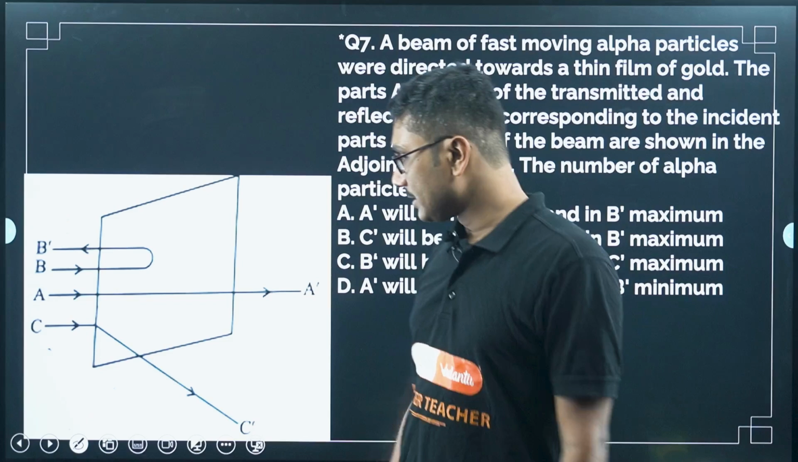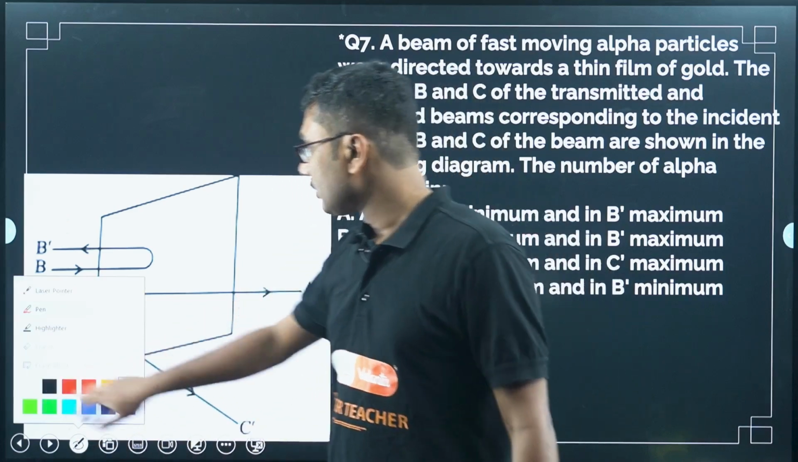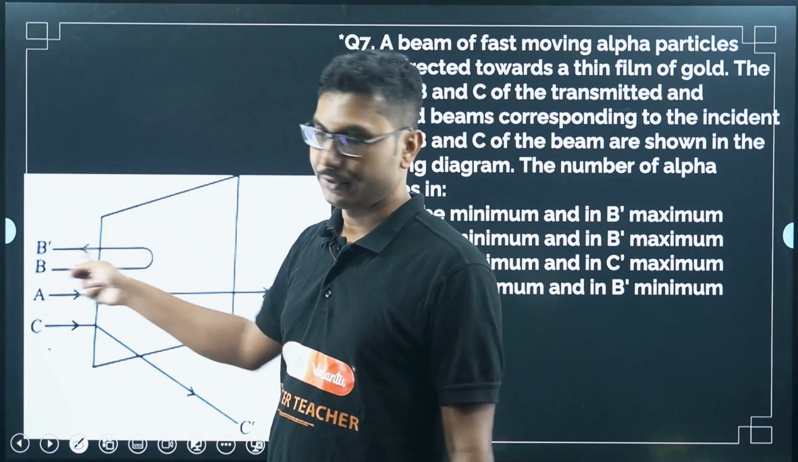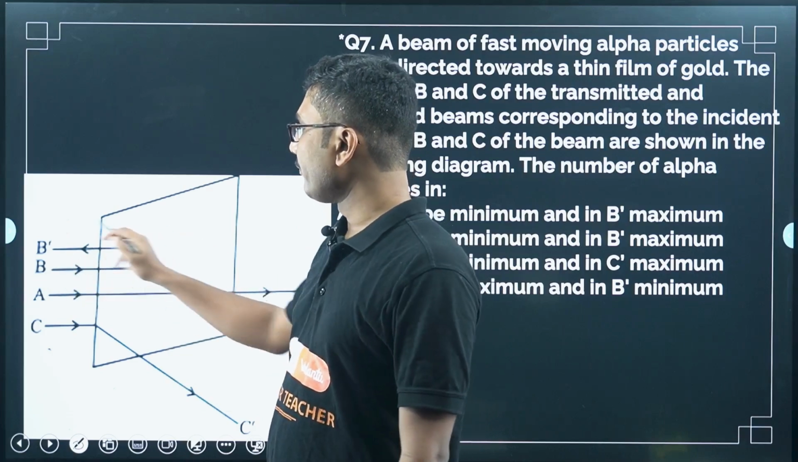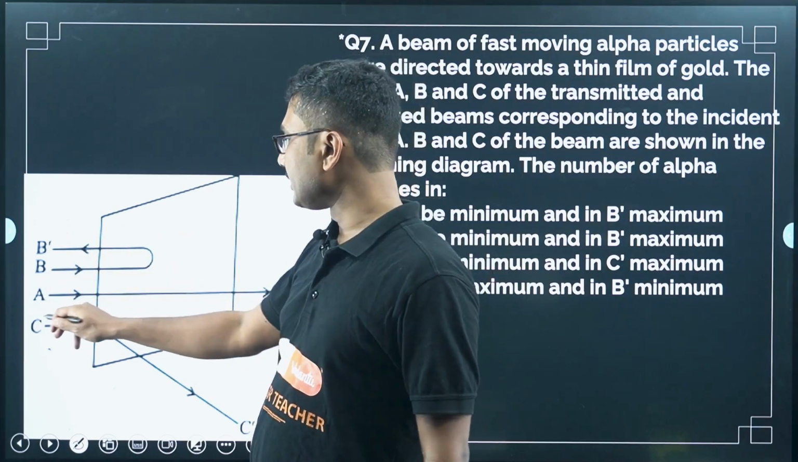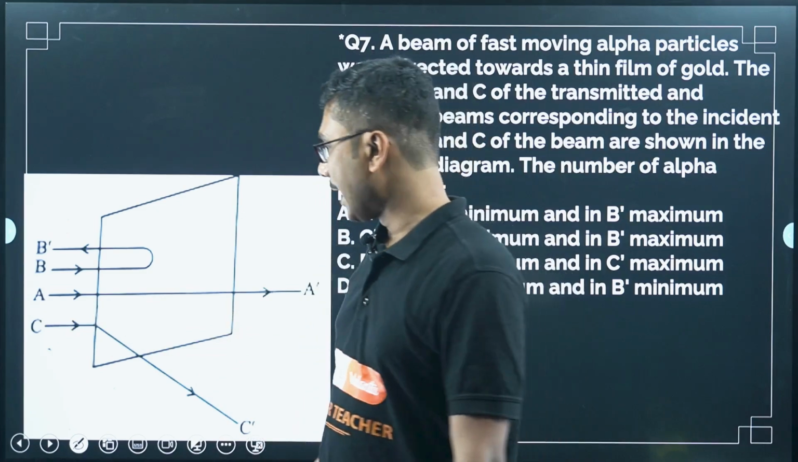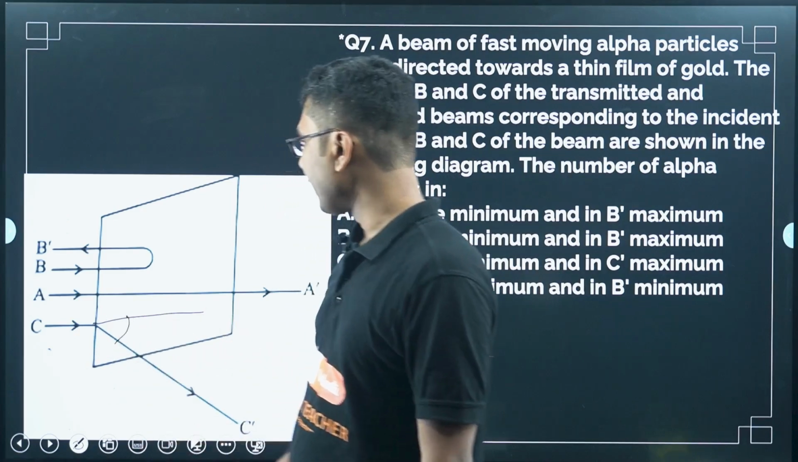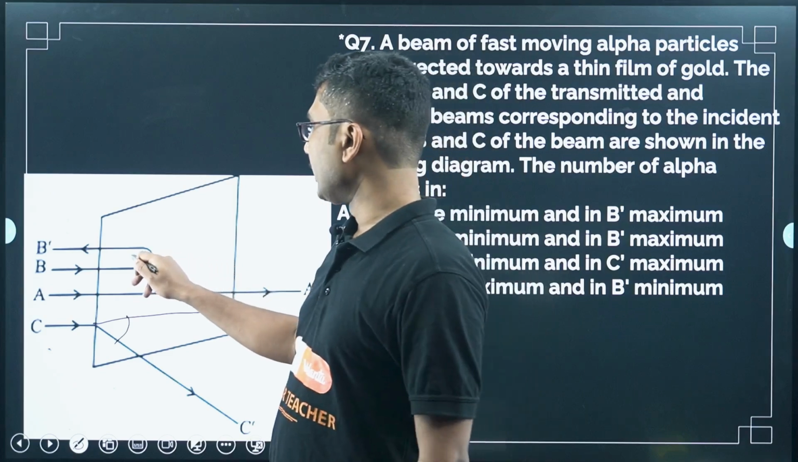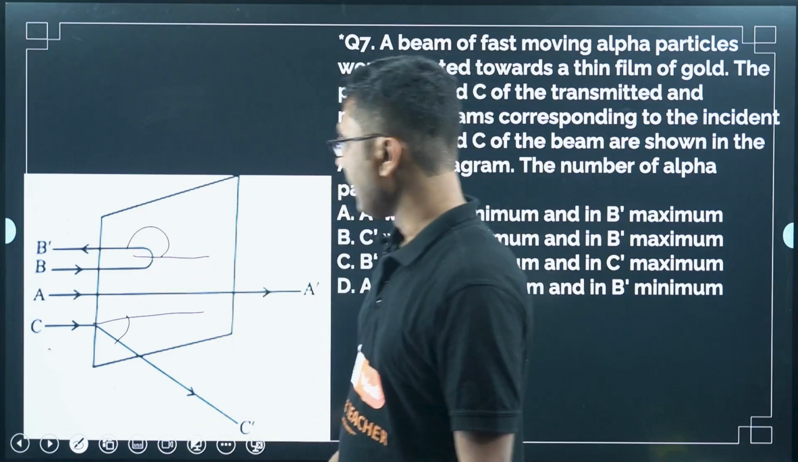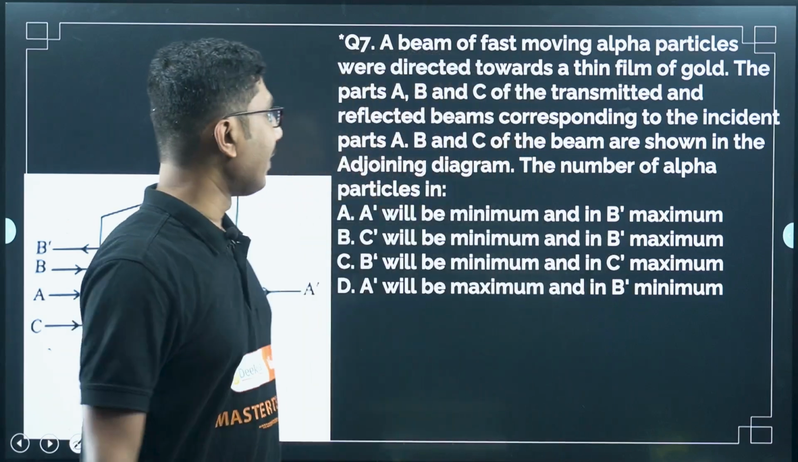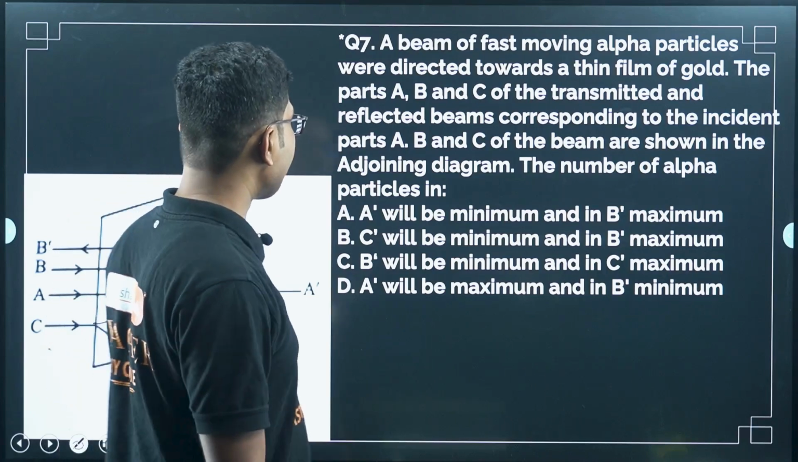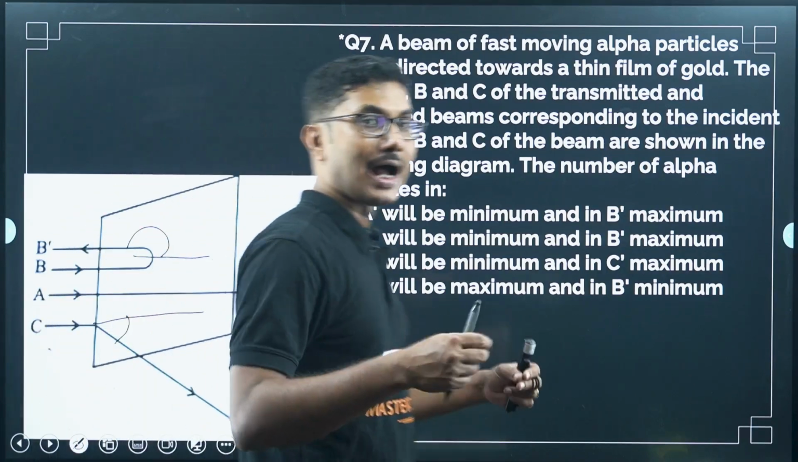So as I discussed during our class, here they have asked: A, B and C are the incident beams. One is going straight without deviation, one is getting deviated by some angle, and one is getting deviated by 180 degrees, right? Now they have asked which one will have the highest number of alpha particles.